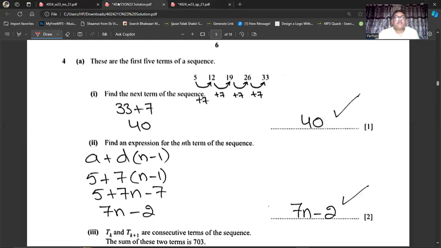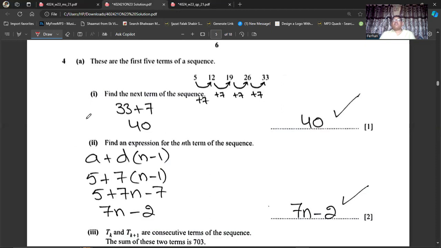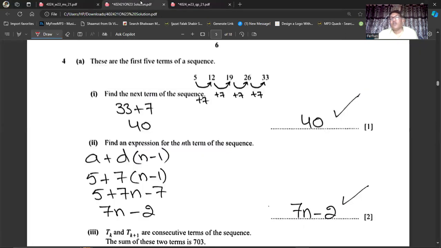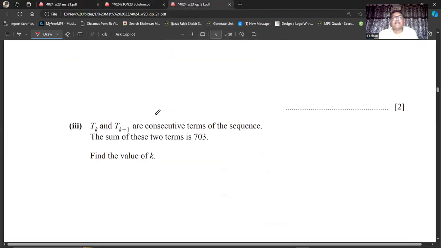So we can find the nth term. The formula for finding the nth term is very simple. It is a plus d bracket n minus 1 bracket close. a is 5, d is 7. Just put those values there. So 5 plus 7 bracket n minus 1. So it will be 5 plus 7n minus 7, and that will be 7n minus 2. So the nth term is 7n minus 2, and our answer is right. Hopefully you understand this is an arithmetic sequence. And why am I calling it an arithmetic sequence? Because you get the next term by adding a certain number.